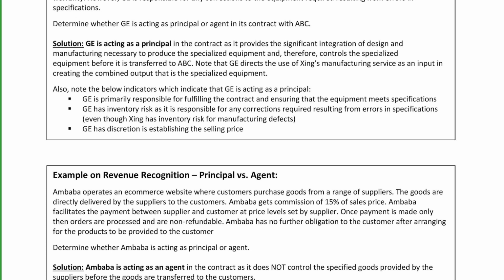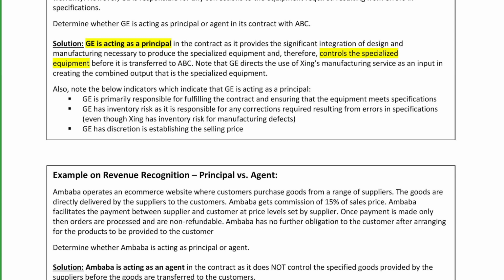And the answer is that GE is acting as a principal in the contract as it provides the significant integration of design and manufacturing necessary to produce the specialized equipment and therefore controls the specialized equipment before it's transferred to ABC. Note that GE directs the use of Xing's manufacturing service as an input in creating the combined output, that is the specialized equipment.